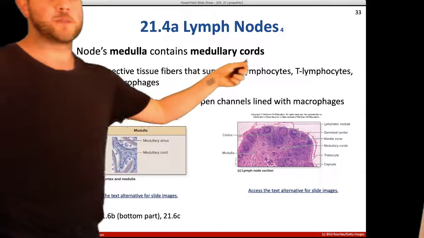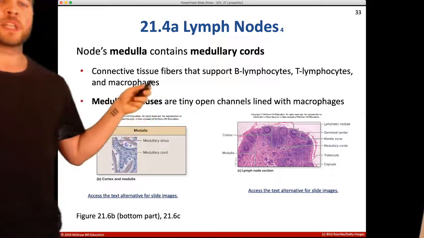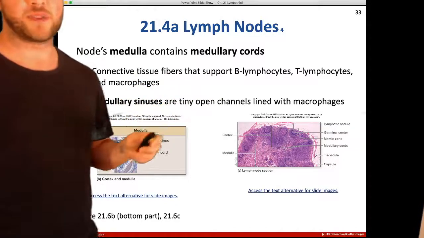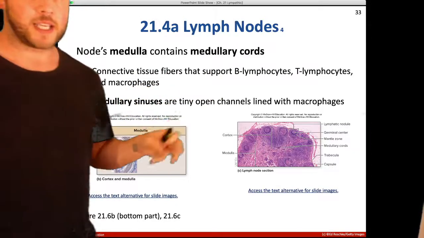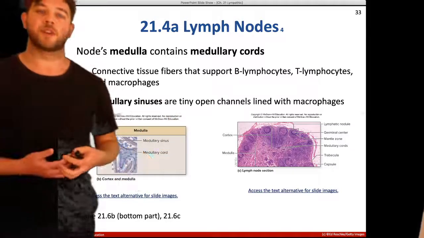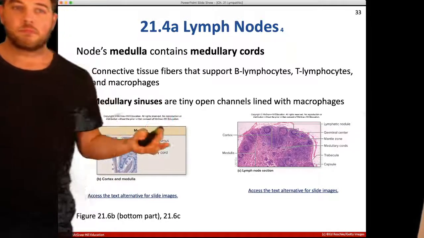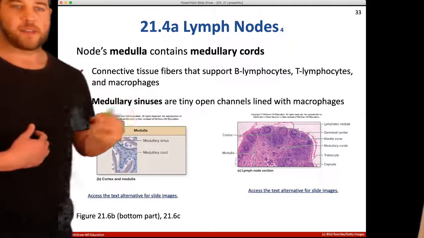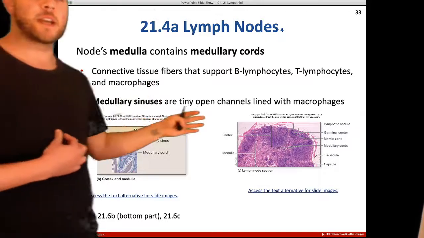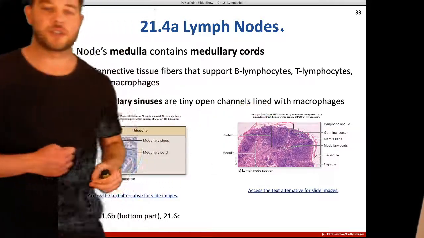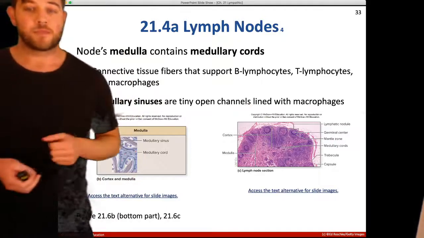The medulla contains medullary cords. This is a different type of connective tissue that supports B and T lymphocytes as well as some macrophages. Again, different types of cells, different purposes for each of those. Ponder on that. What is the importance of having all of that? Medullary sinuses are tiny open channels lined with macrophages. Should be pretty straightforward.